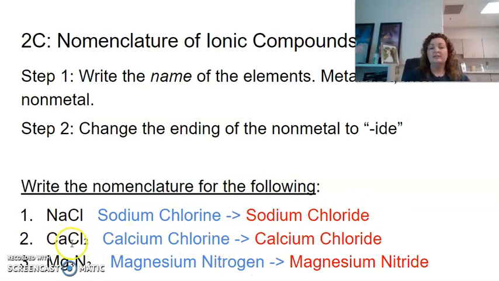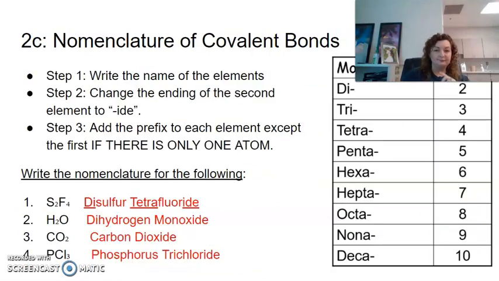Try another one. CaCl2: Ca is calcium, Cl is chlorine. So it's going to be calcium chloride. So I change that ending, the I-N-E, to I-D-E. All right. Next one, Mg is magnesium, N is nitrogen. Now I need to change the ending of my nitrogen to an IDE. So magnesium nitride. Okay. And that's how you name a compound for ionic bonds. It really is that simple.